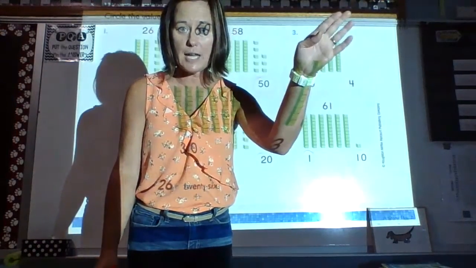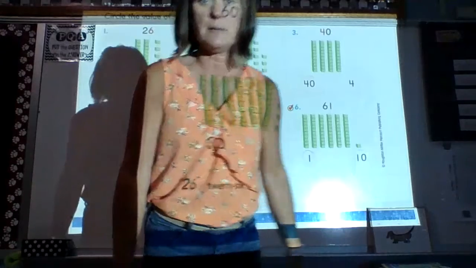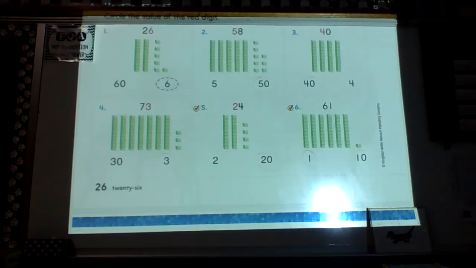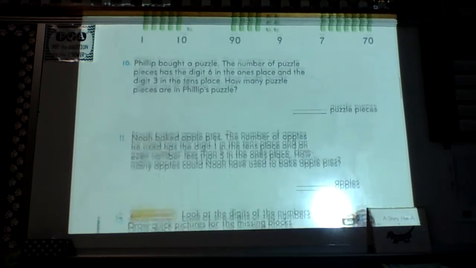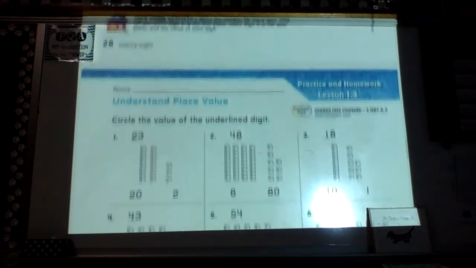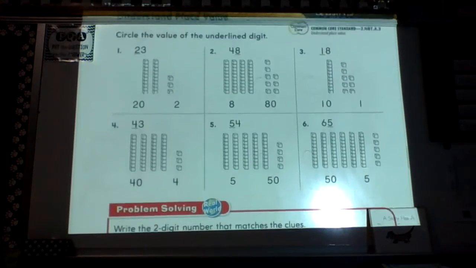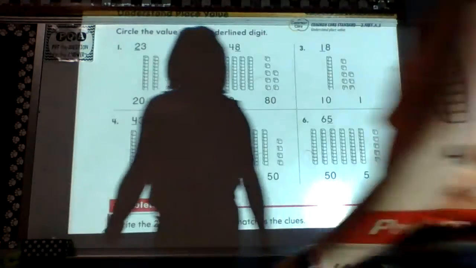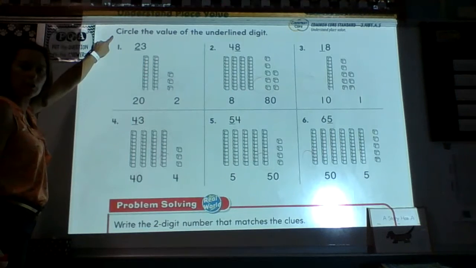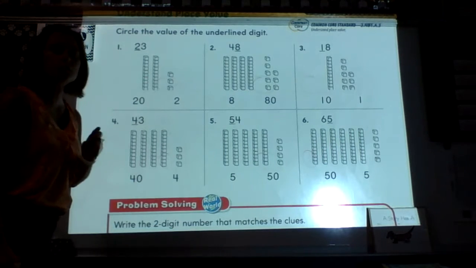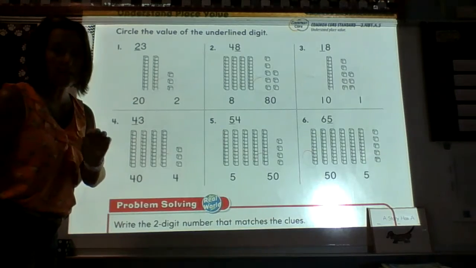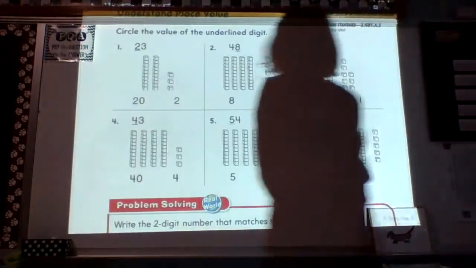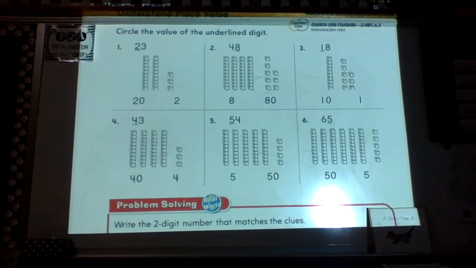All right, class, you're going to skip 27 and 28. I'm going to go over to the projector, and I'm going to scroll up to your assignment. Circle the value of the underlined digit. You are going to continue to do what we just did in practice. That is number 1 through 6.